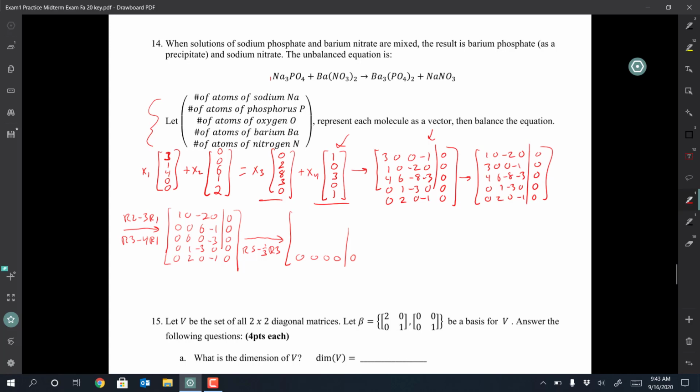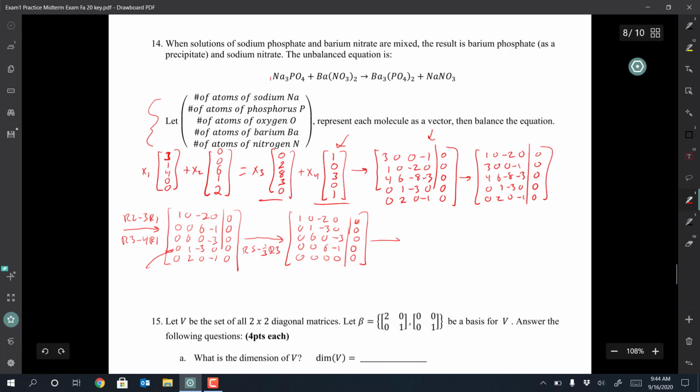Next, I'm going to move row 4 up into the second position because I want to use that as my pivot. So my first row is going to stay the same. My second row is going to become this guy. Then I'm going to move this row 3 where it was at. And then lastly, I have 0, 0, 6, negative 1, 0. So it's just a rearrangement of the rows to help with my row reduction.